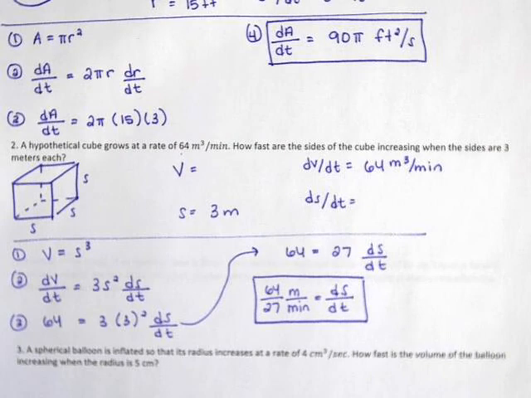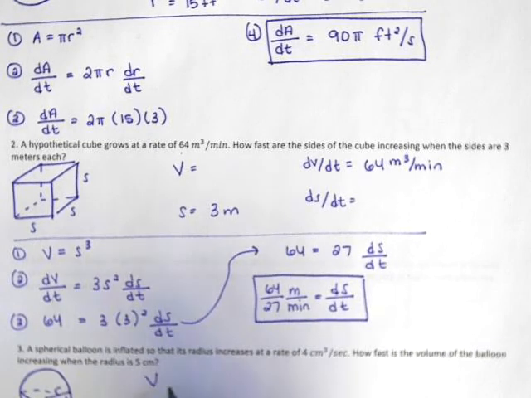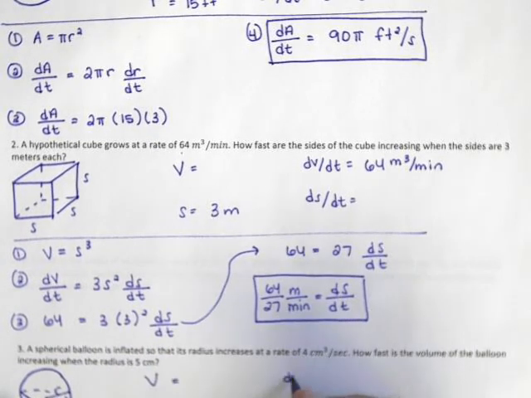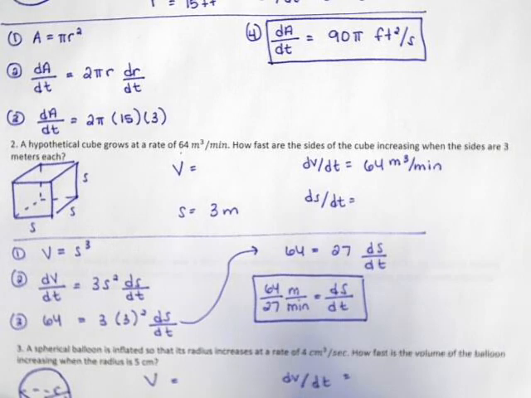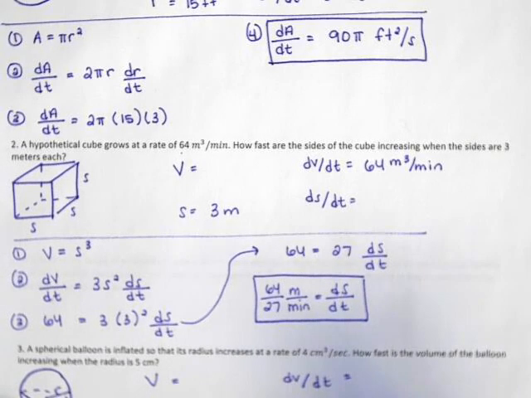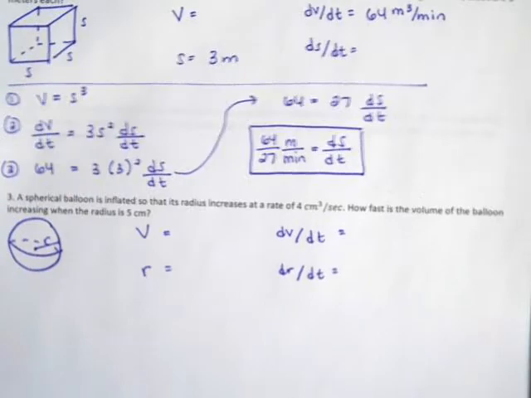Alright, so a spherical balloon has been inflated so that its radius is increasing at a rate of 4 centimeters per second. How fast is the volume of the balloon increasing when the radius is 5? I'm talking about a spherical balloon, and we're talking about the volume changing with respect to the radius. Now, if volume and radius are my variables, then I'm going to list their derivatives and the variables after I write down the formula.